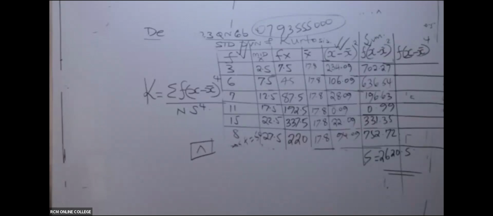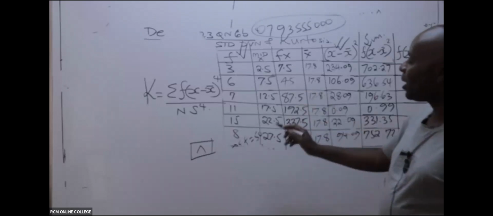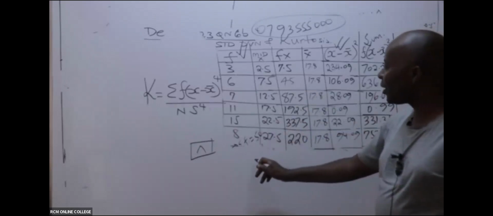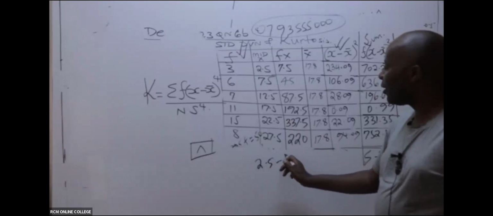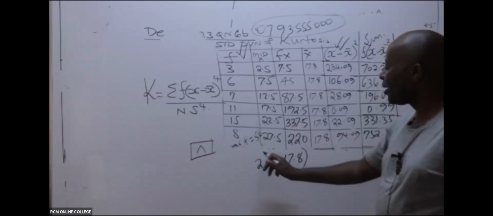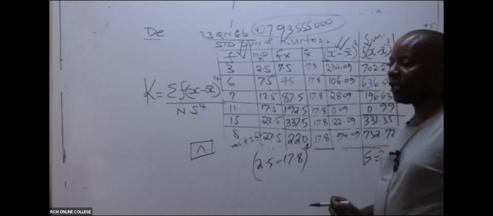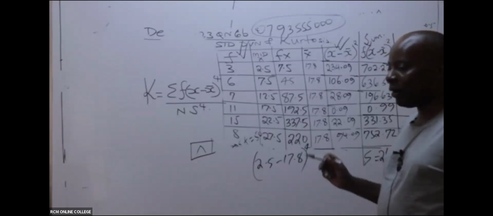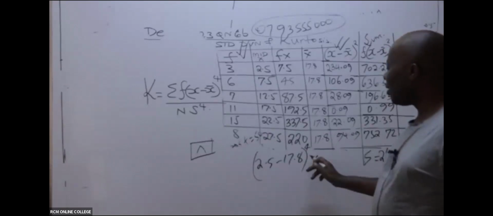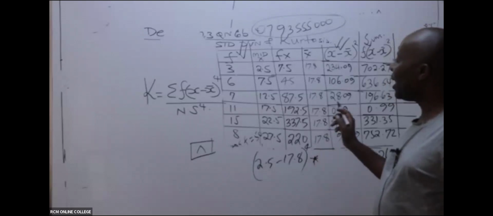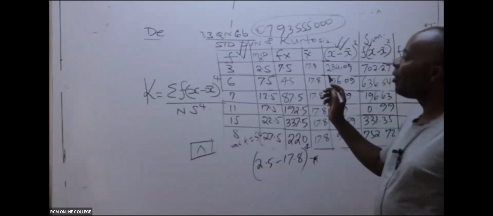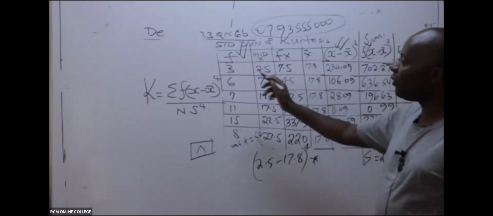X minus X bar: this is 2.5 minus 17.8. Whatever we get, raise it to power 4. Then from there, whatever you get, you multiply with the frequency.